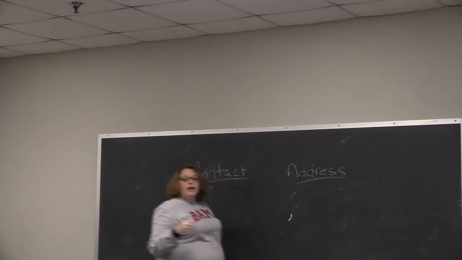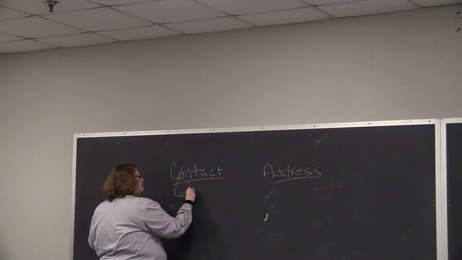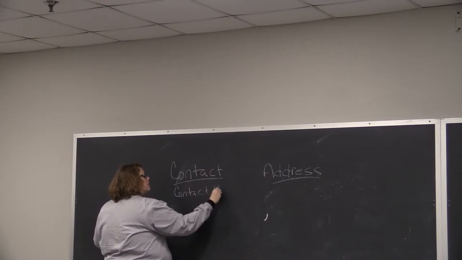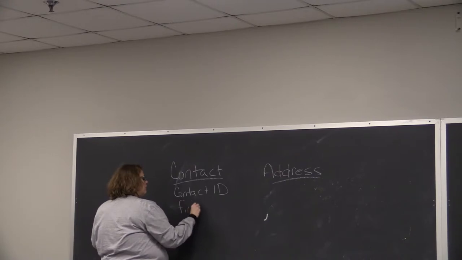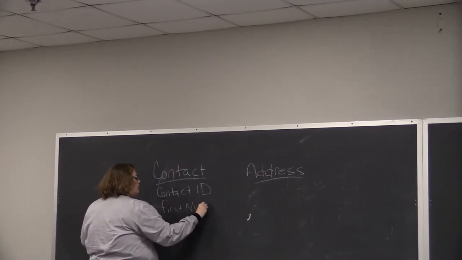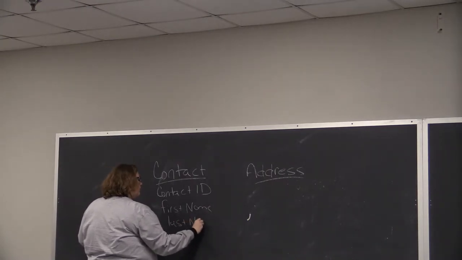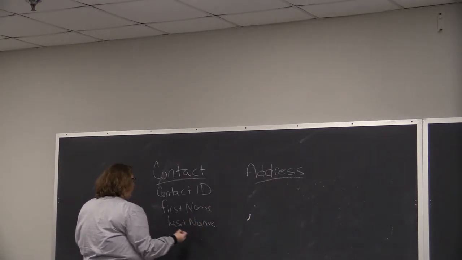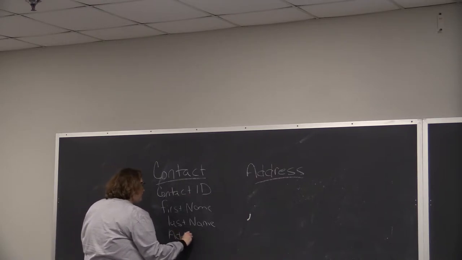Okay. If you're setting up, we'll use your contact table, just for example, the one that we've been using, since we're all familiar with that. So you have a contact table, right? Contact is going to be an entity, as well as an address itself. The contact is going to have a contact ID, and then a first name and last name. And then we'll also include an address ID for it.